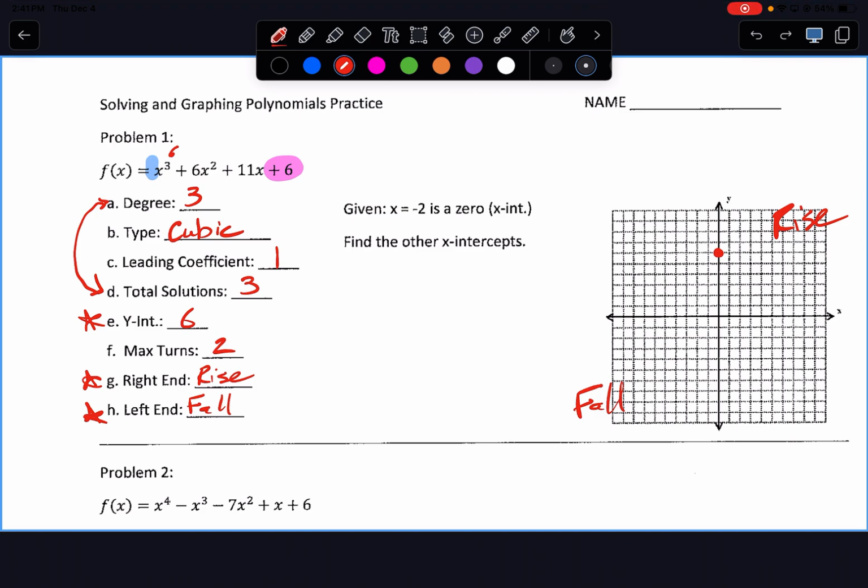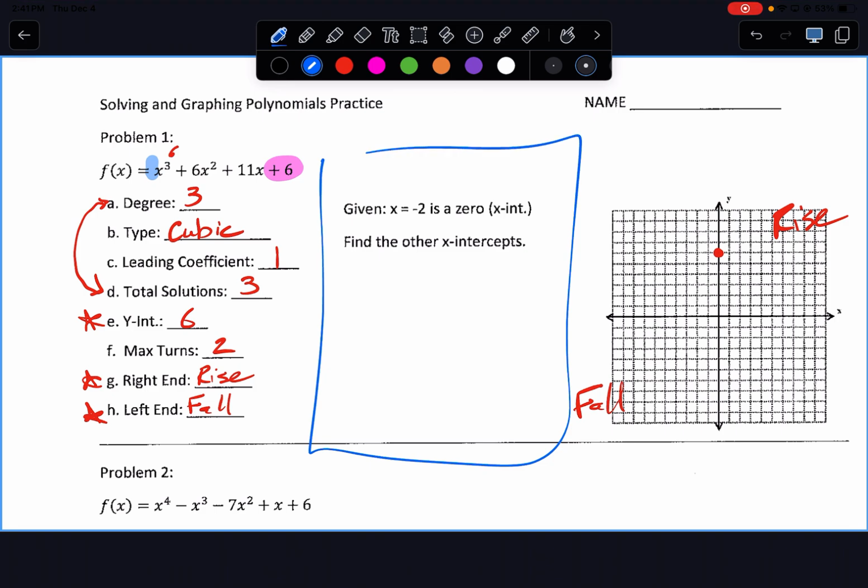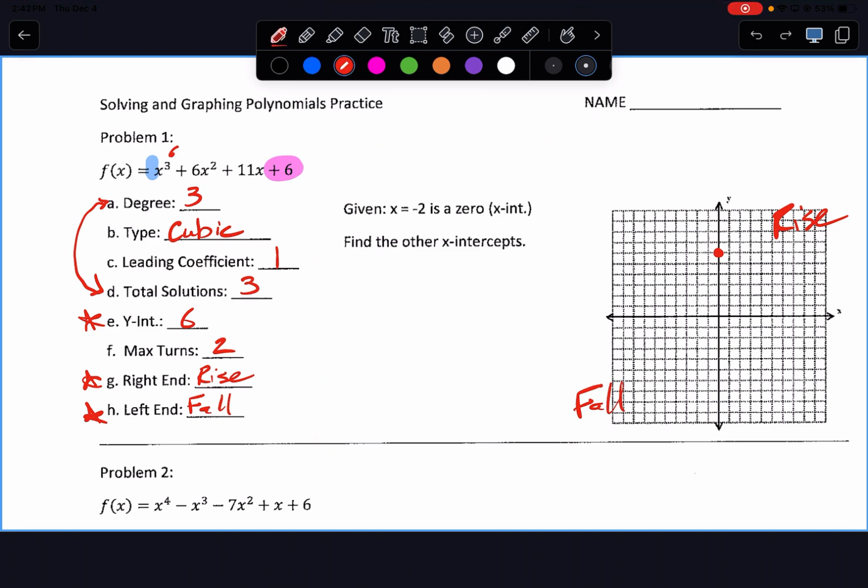And this is where that conglomeration comes in. Because now we're going to combine this stuff with what we did the last couple of days. We need to find our other solutions. And that brings us to this middle section. They tell us that one of the solutions, one of the zeros, one of the x-intercepts, remember all of those words are synonymous, is -2. So then we have a polynomial, and we have one of our solutions given to us.